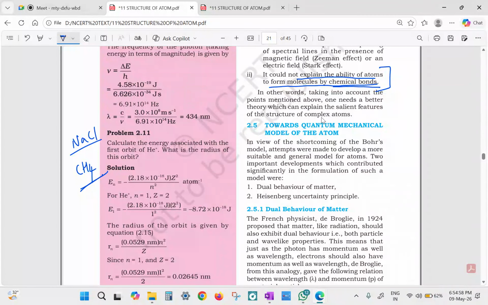Understood? Okay. In other words, taking into account the points mentioned above, one needs a better theory which can explain the salient features of the structure of complex atoms. Atom itself is very, very complex now because you are unable to explain why Zeeman or Stark effect would happen. You could not explain why chemical bonds are formed. What is the need for forming a bond? What is a bond? According to Bohr's model, nothing is clear. So we need some more theories.